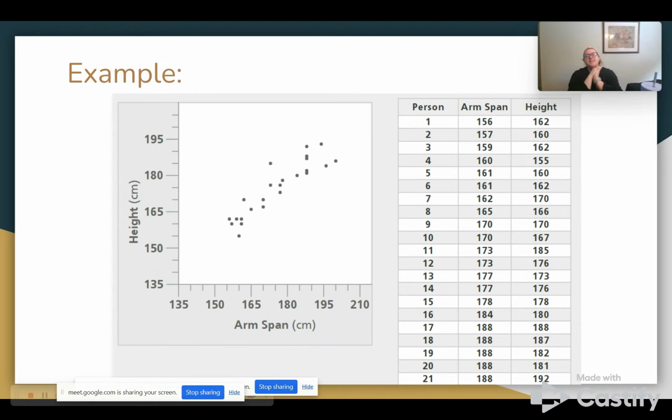So we see this example here. This tells me the arm span and the height. In this case, the arm span is our x coordinate. The height is our y coordinate. Looking here, is this a positive correlation or a negative?